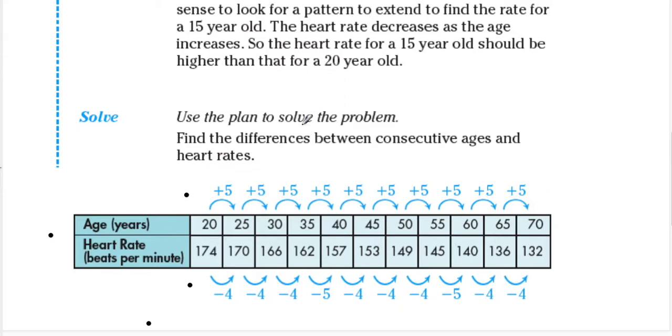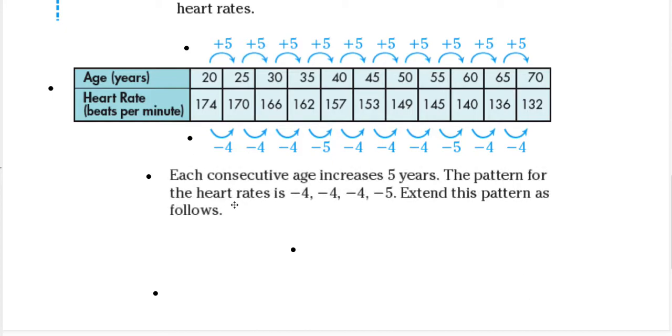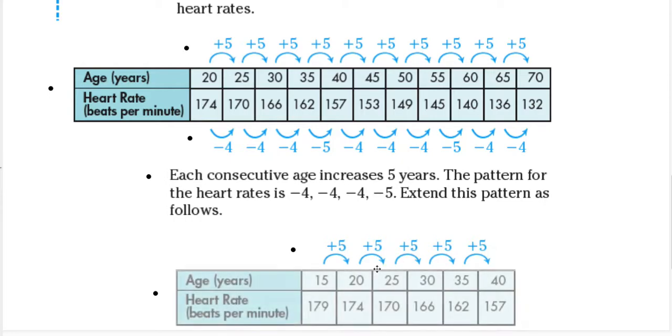If you notice, there is a developing pattern. You subtract 4 three times, then you subtract 5. You subtract 4 three times again, if this pattern will continue. Follow this pattern, okay, solving the problem. We'll now have, for each consecutive age increase of 5 years, the pattern for heart rate is -4, -4, -4, and -5. And we extend this pattern as follows, and this is what we will get. The bottom part, there you go.